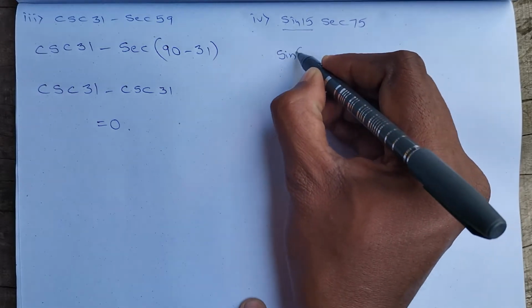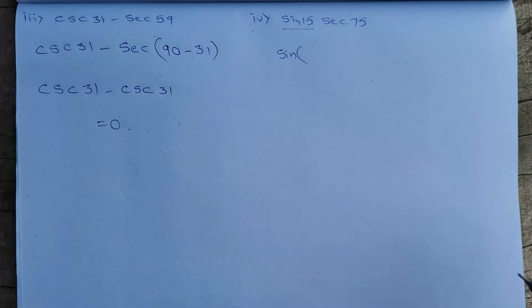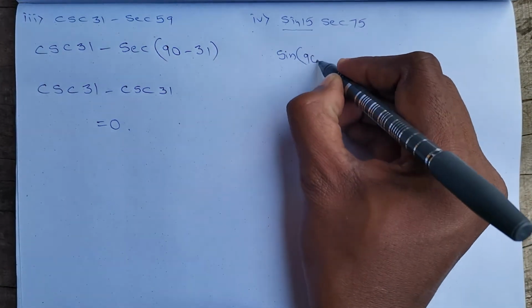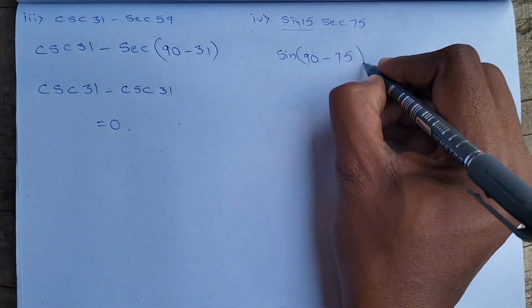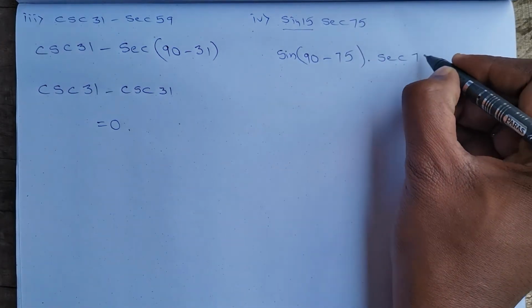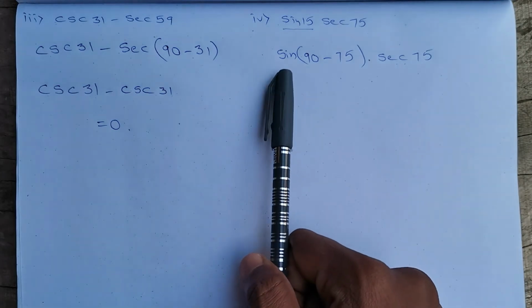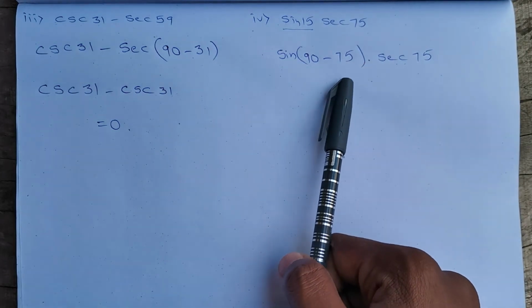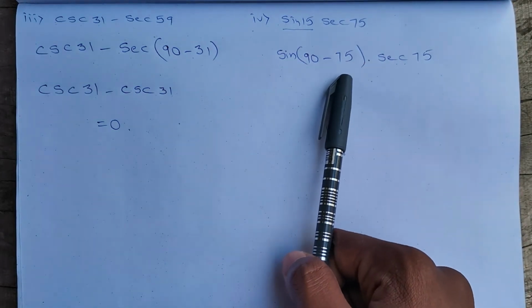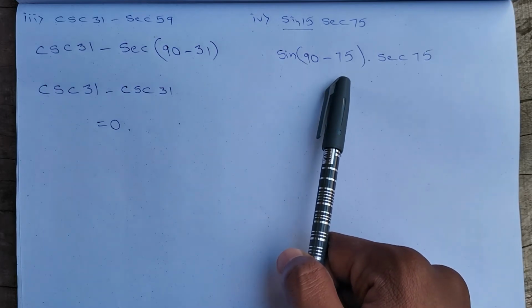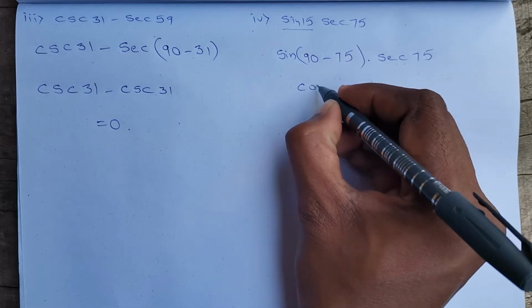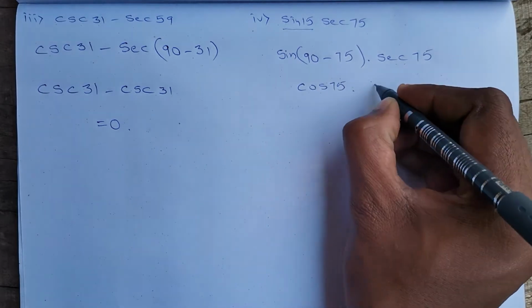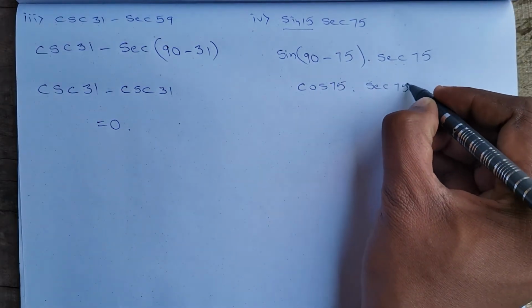Sine of 15 can be written as sine of 90 minus the second angle 75, times secant 75. Now this sine of 90 minus 75 is in the form of sine of 90 minus theta. So sine of 90 minus theta is nothing but cos theta. So sine of 90 minus 75 will become cos 75 times secant 75.